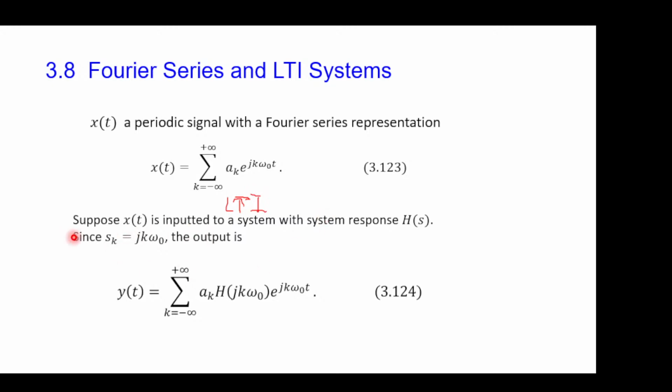So if we put x through an LTI system and we know the system function H, we can write down y of t directly. We can do this for any periodic signal, because every periodic signal can be written in Fourier series representation. The output is just that every e^{jk omega_0 t} gets multiplied by the corresponding eigenvalue H of jk omega_0, because s equals jk omega_0 here. So this is easy.